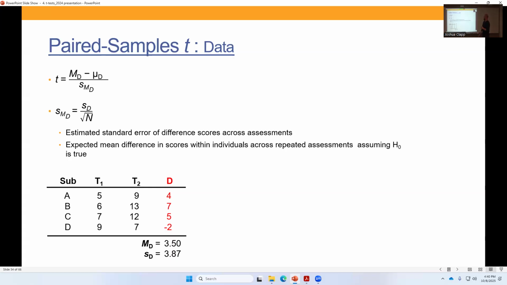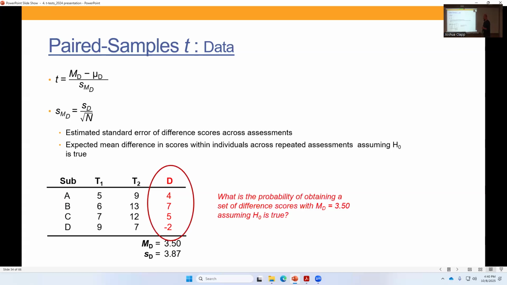So here we've got a very small data set with 4 observations: person A, person B, person C, person D. Here's the score at time 1. Here's the score at time 2. And this is the only thing we're working with, this vector of difference scores: 4, 7, 5, -2. Here's the mean of my difference score. Here's the standard deviation of my difference score. This is what's going into the calculation of my test.